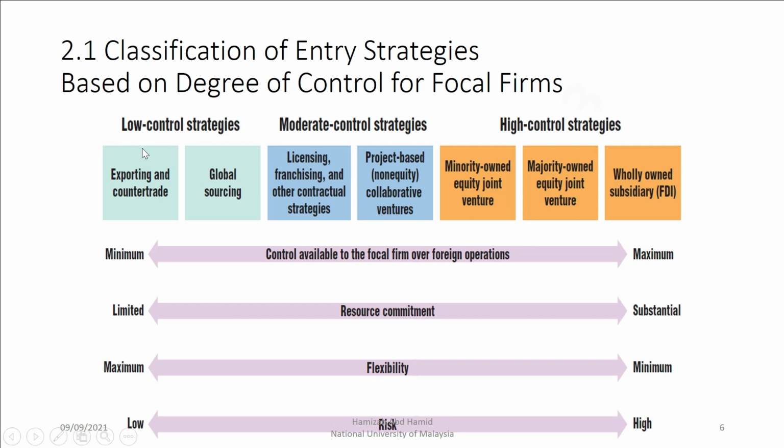For these different levels of strategies, low control, moderate control and high control, the control available for the focal firm over foreign operations juga berbeza. Low control strategy, clue kat situ dah, the control is minimum. What do they mean by control? Maknanya, contohnya, kalau anda memiliki sesuatu secara penuh, anda ada full decision making power tak over that thing that you own? Of course you have.